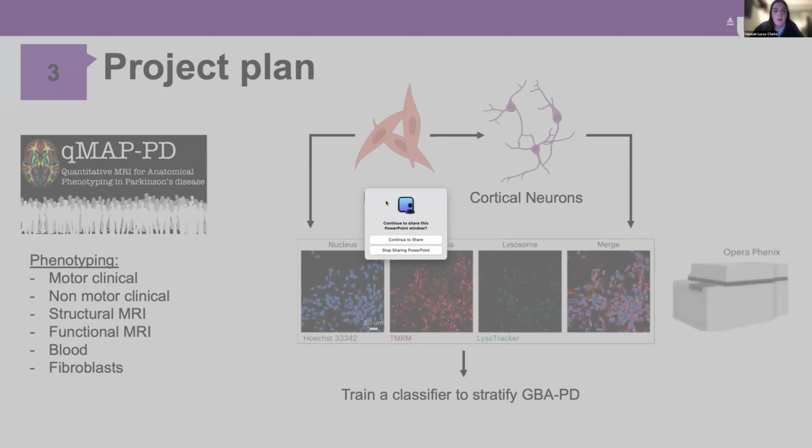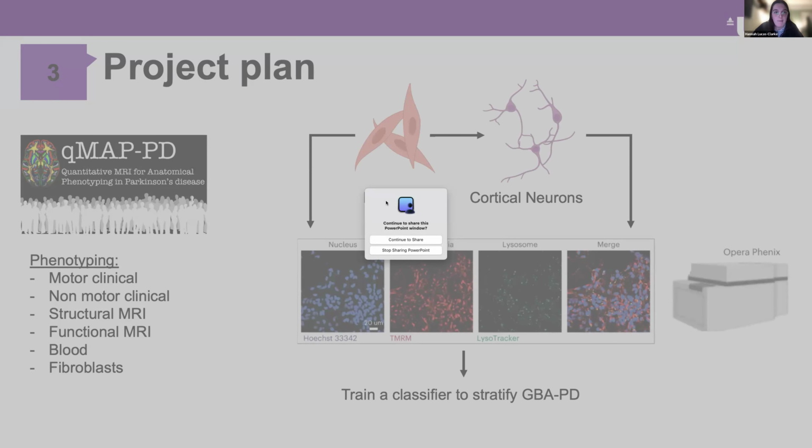And the idea for this part of the project is to take the fibroblasts, culture them in the dish, and perform transdifferentiation straight to cortical neurons, and then perform high content imaging, looking at the nucleus, the mitochondria, and the lysosomes, and then try and train a classifier to stratify PD patients with GBA mutations from controls.